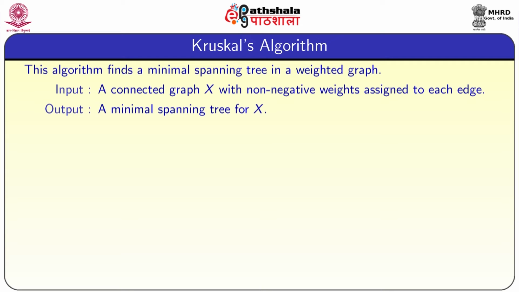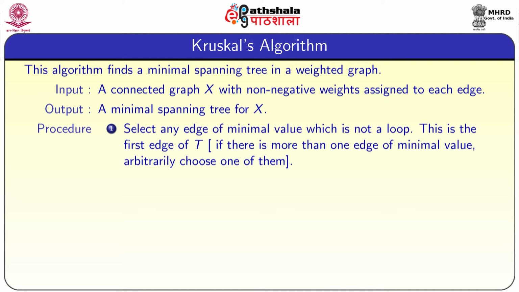So what is the procedure? Select any edge of minimum value which is not a loop. This is the first edge of T. We are constructing T, the minimal spanning tree. If there is more than one edge of the minimal value, then arbitrarily we can choose one of them. So this step itself says that minimal spanning trees are not unique.